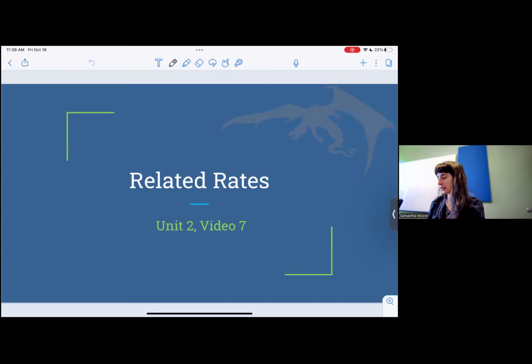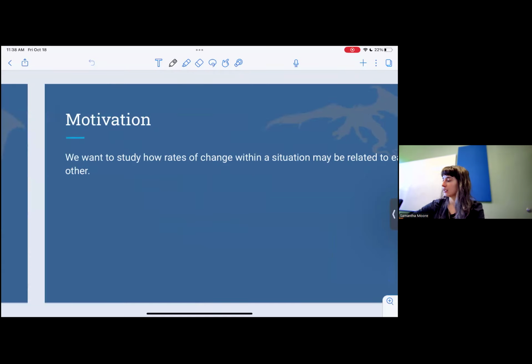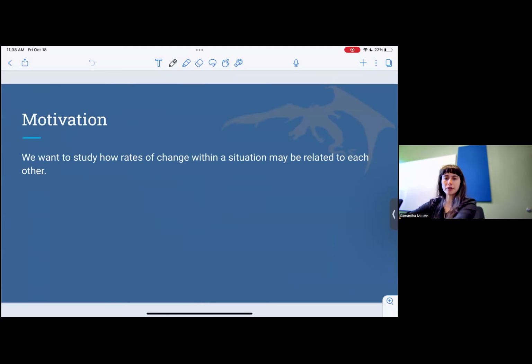So today we are going to be talking about related rates. This is really talking about how rates of change within a situation can be related to each other. So these will be things like when you're blowing up a balloon, the radius is increasing, so is the volume. And can we relate the V prime to R prime and so forth? And so we are going to be seeing a few different examples of doing this today.